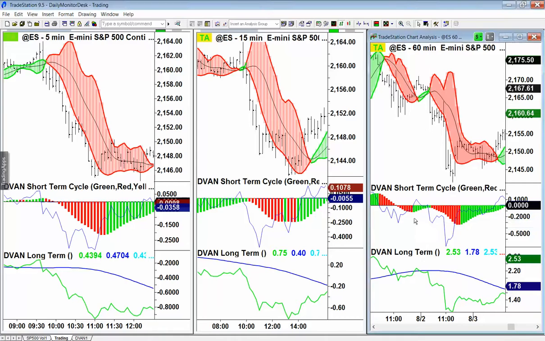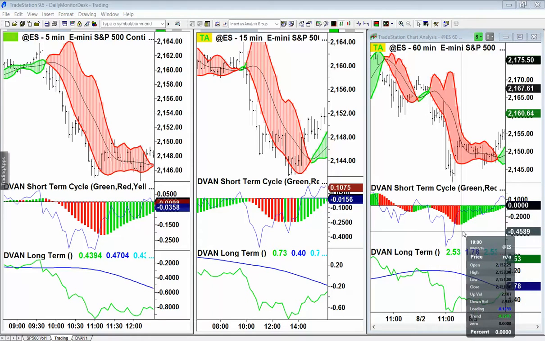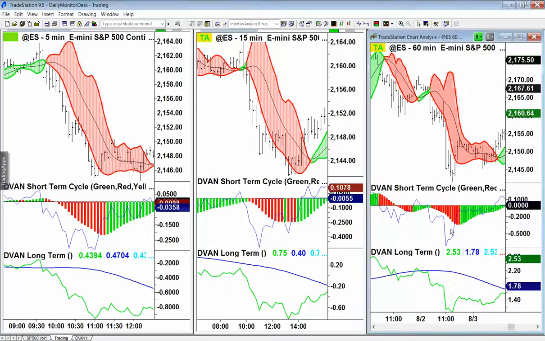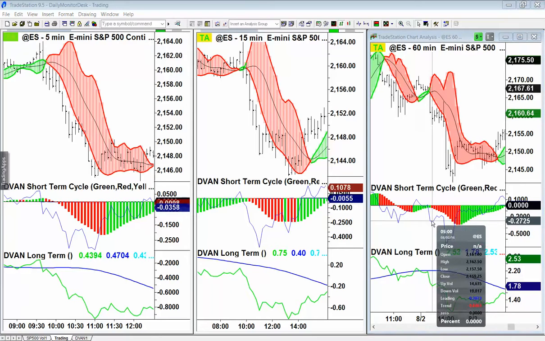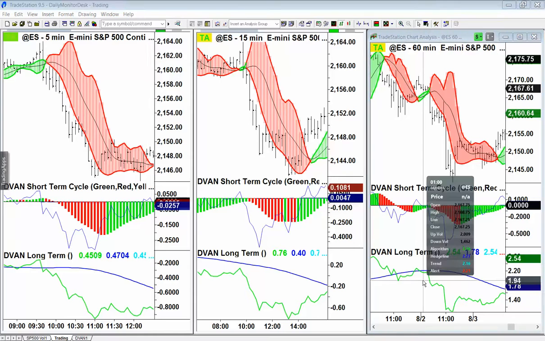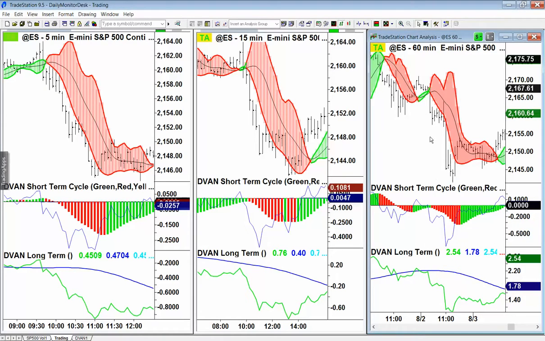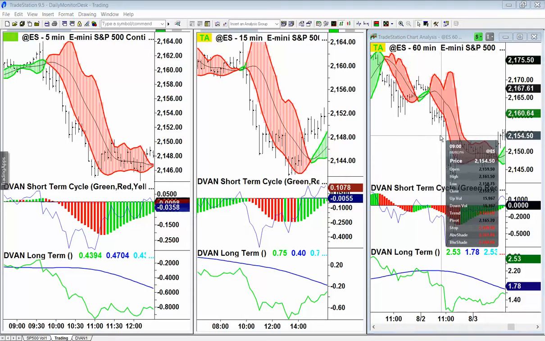The short-term cycle below is a red histogram showing a short-term downtrend, and also the leading line has been broken through zero, indicating the force is also to that side. Lastly, the long-term trend is showing us a bearish bias. So upon entering in the morning, we would note we're in a bearish or a selling cycle.